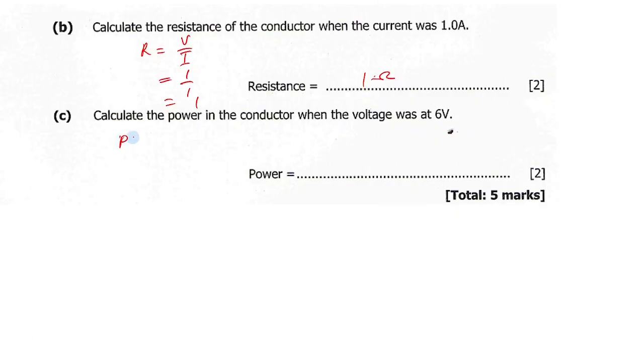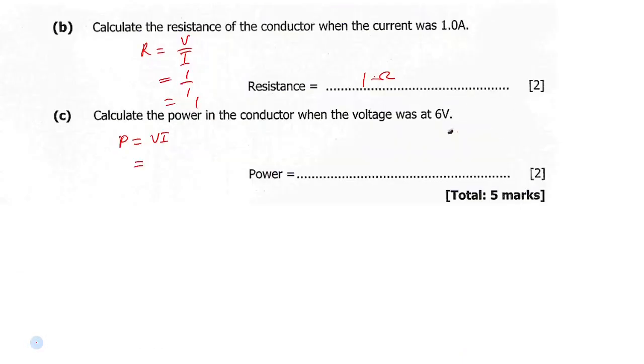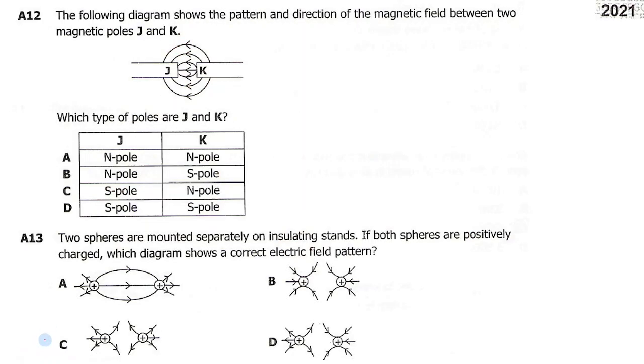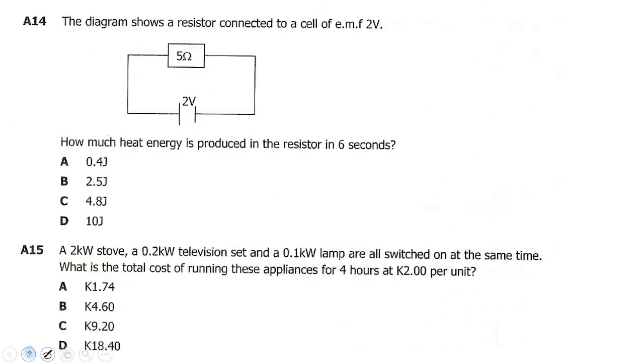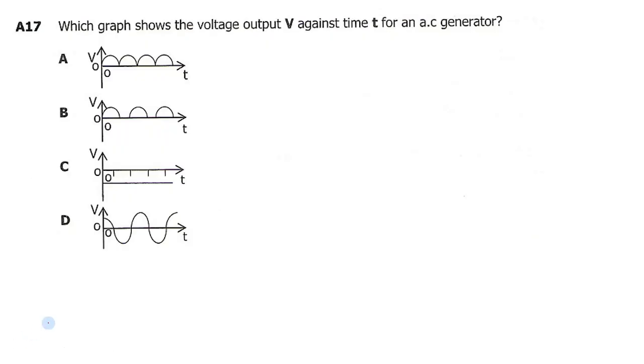Then calculate the power in the conductor when the voltage was at 6. Power is equal to voltage times current. When voltage is 6, the current should be 3. So you substitute, voltage is 6, current is 3. This would be 18 watts. So 18 watts. These are simple, guys. Okay, I'll come to this one here.